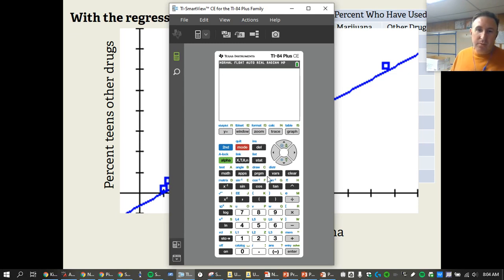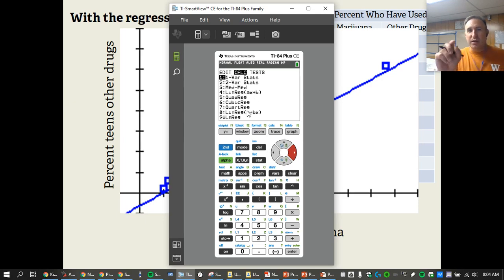So to do that, I'm going to go to Stat, I'm going to go to Calculate, and I'm going to go to Linear Regression. Now, this is really important, kids. You see that there's two choices for linear regression here. And if you have an older calculator, you don't even see them both. You might have to scroll a bit.